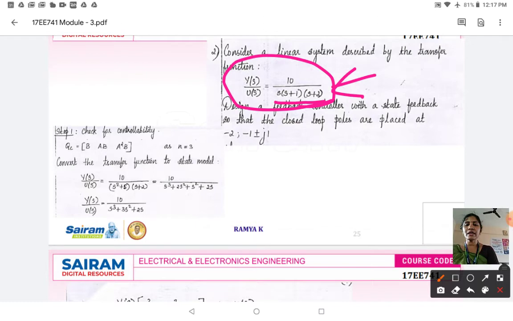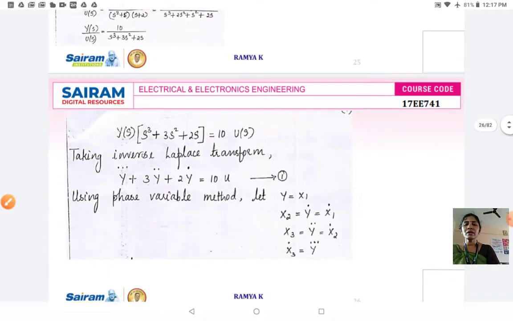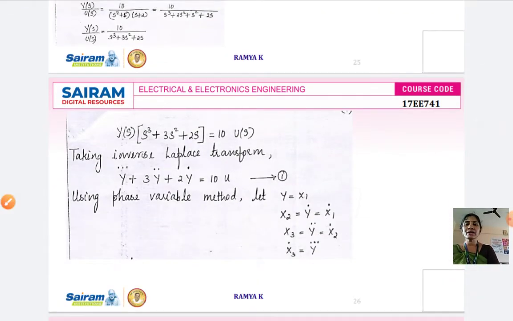For that, y of s is equal to 10 divided by s into s plus 1 into s plus 2. When you multiply the denominator terms, you get this particular expression. After simplifying, y of s by u of s is equal to 10 divided by s cube plus 3s square plus 2s. Then I have to identify my matrices A and B.